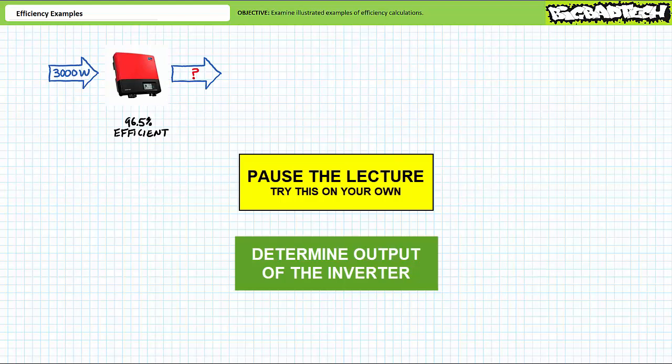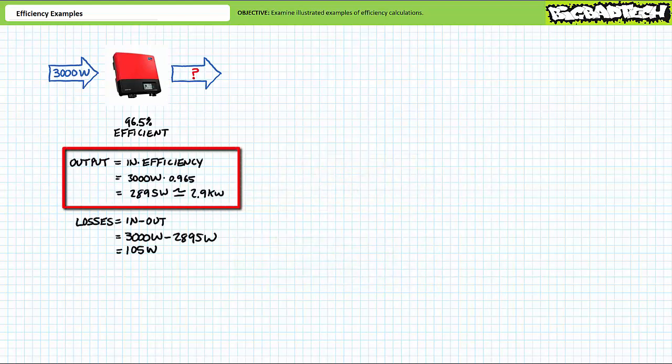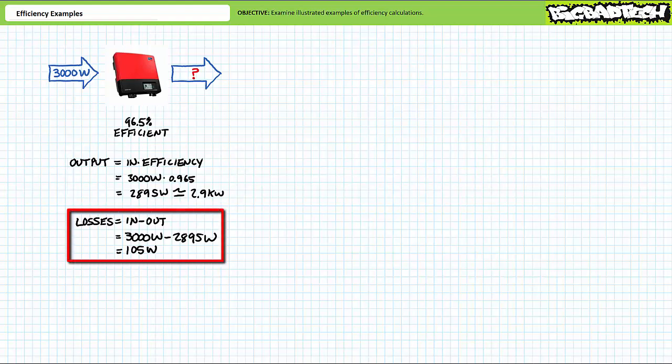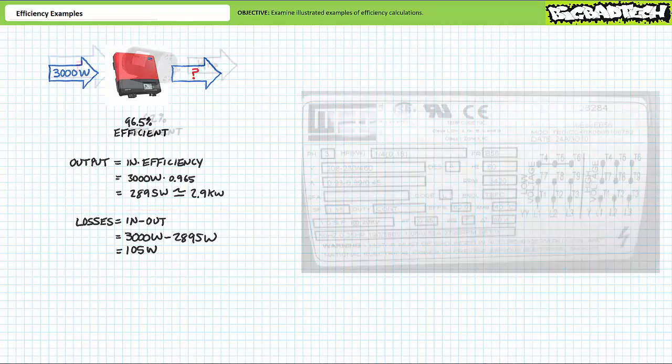If you're tracking, you should have obtained the following results. Output is efficiency times input. 3,000 watts times 0.965 yields a usable output of 2,895 watts, or roughly 2.9 kilowatts, meaning 105 watts is directed towards losses, which might take the form of heat or noise.